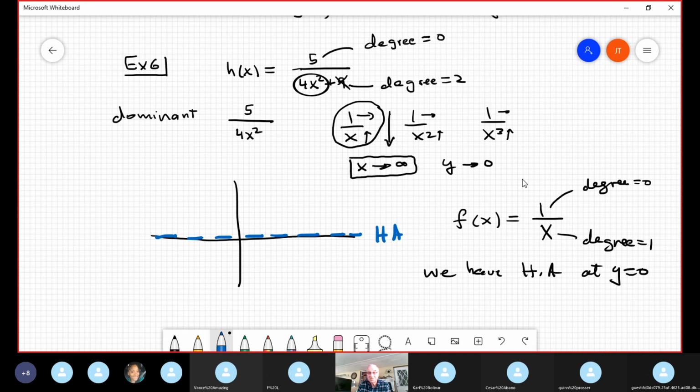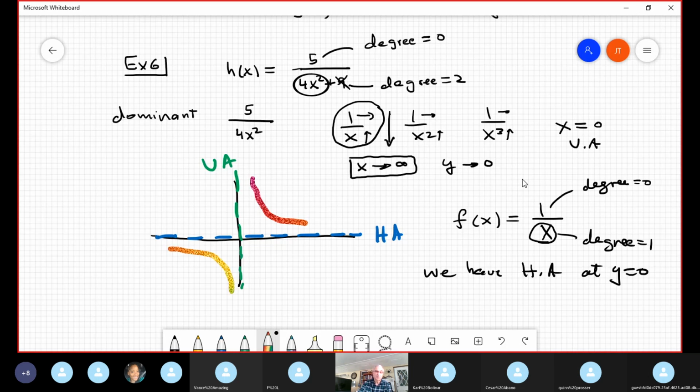By the way, we have a vertical asymptote because you take the expression at the bottom and force it to be 0, and this is my vertical asymptote. We have a vertical asymptote here at 0. I know that my graph, when I plot additional points, looks like that. We have a vertical asymptote and we have a horizontal asymptote.